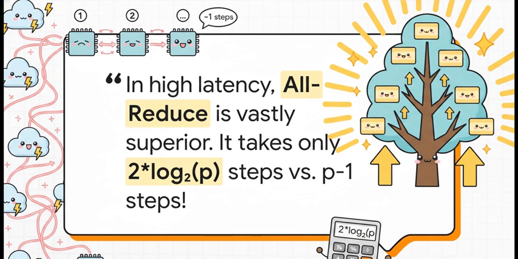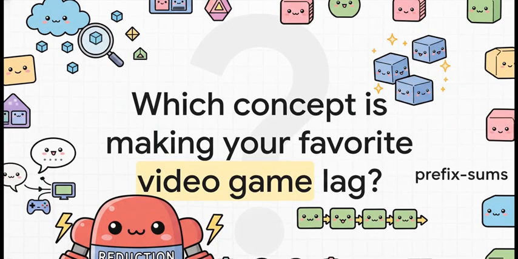If you have 1,024 processors, that's 1,023 separate messages, each paying that awful latency penalty. No! But an all-reduce with its super efficient tree takes only 2 times log base 2 of p steps. For 1,024 processors, that's just 20 steps. 20! It's not even a contest. All-reduce wins, hands down.